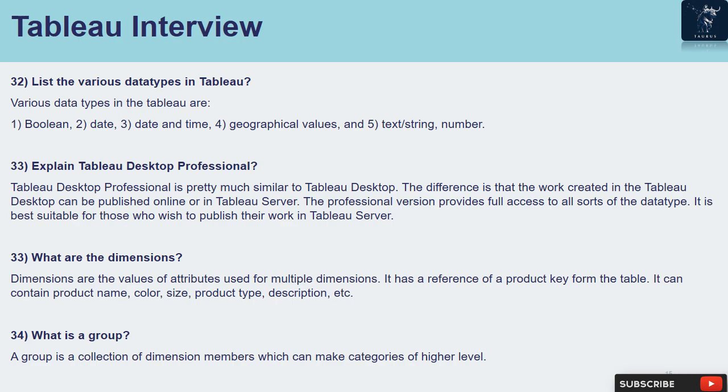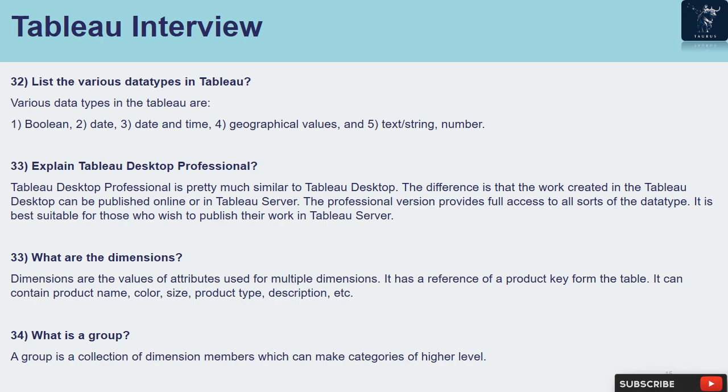33. Explain Tableau Desktop Professional. Tableau Desktop Professional is pretty much similar to Tableau Desktop. The difference is that the work created in Tableau Desktop can be published online or in Tableau Server. The professional version provides full access to all sorts of data types. It is best suited for those who wish to publish their work in Tableau Server.